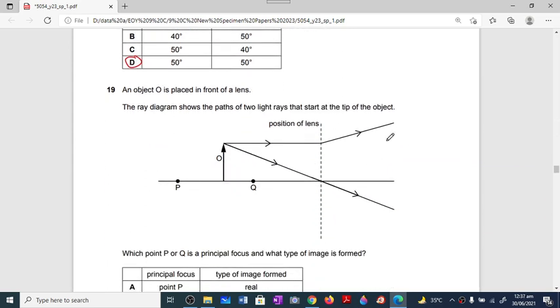Now this question is related to the diverging lens. Why is it diverging? Because the ray is moving outward. So now what we will do is extend this line in the backward direction, and then you can observe that it is cutting point P.